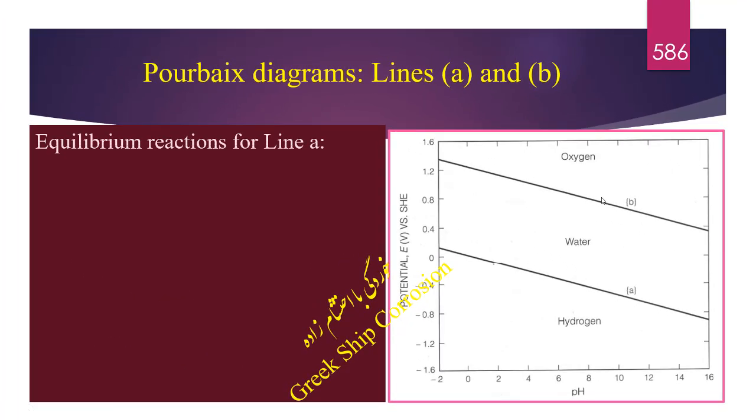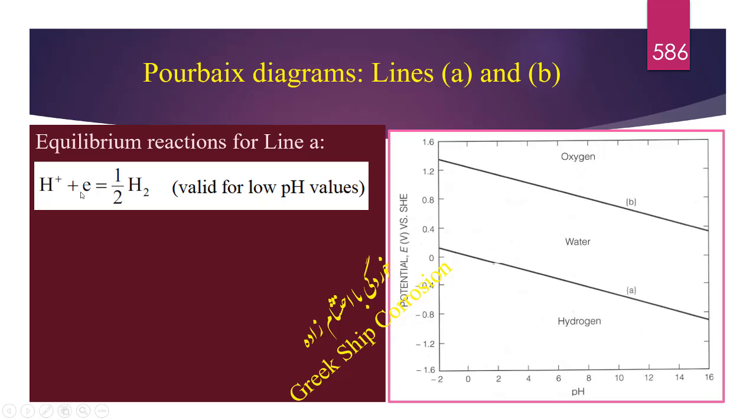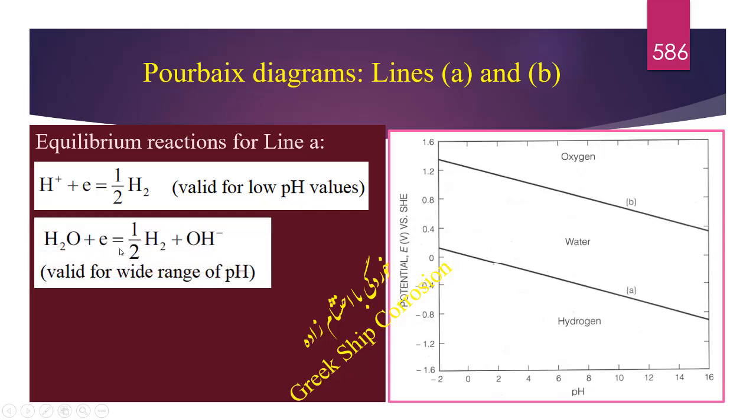Equilibrium reactions for line A. H+ plus e- yields half a mole of hydrogen gas, valid for low pH values. H2O plus e- yields half a mole of hydrogen gas plus OH-, valid for a wide range of pH.